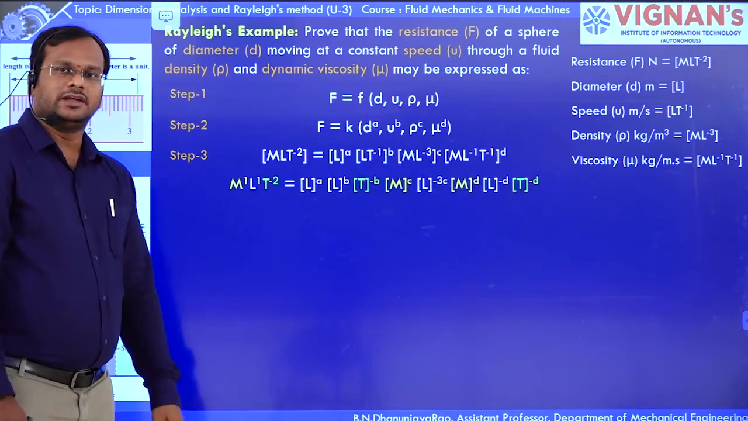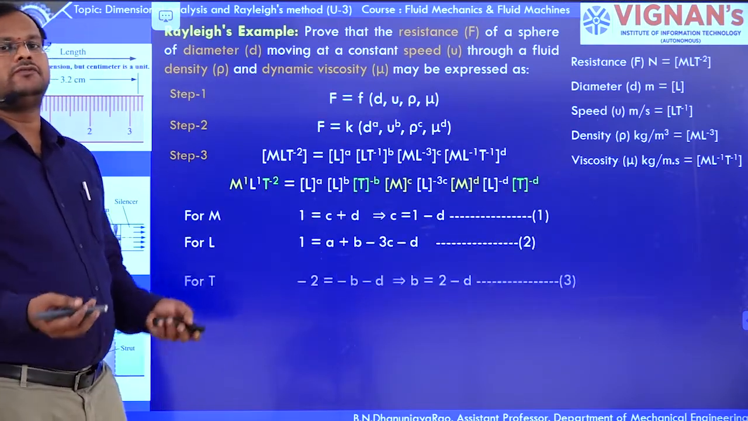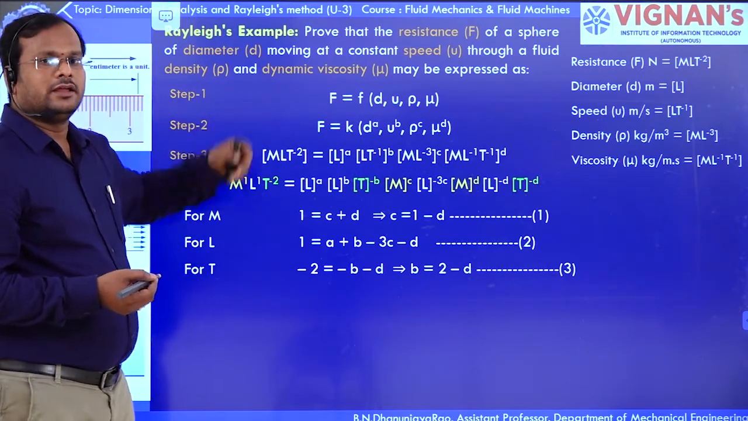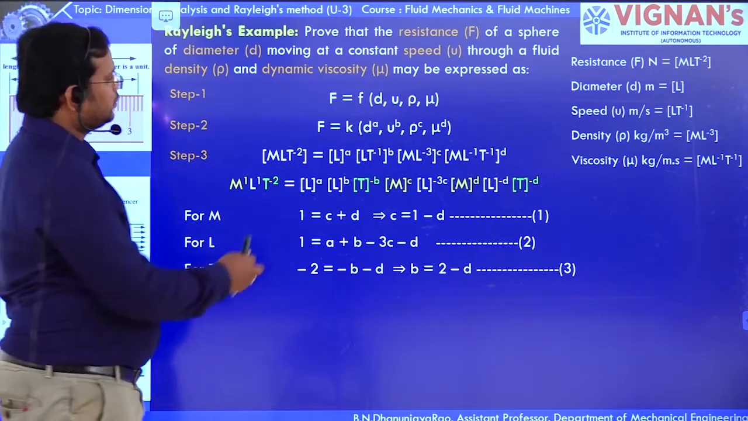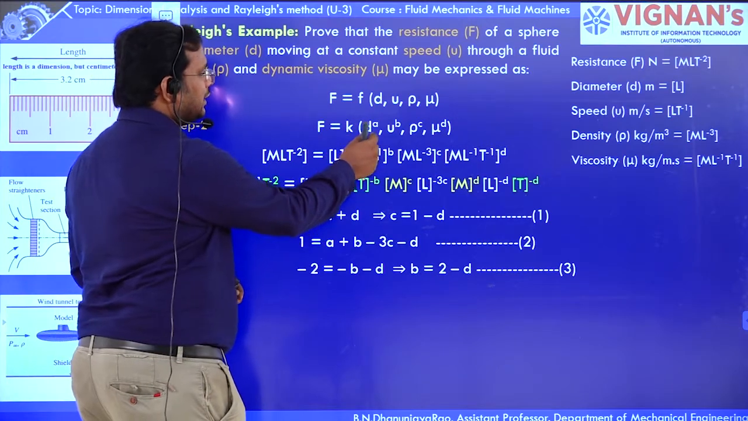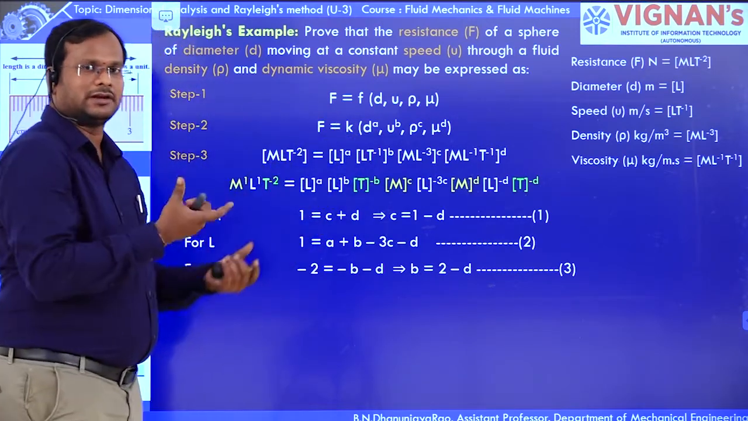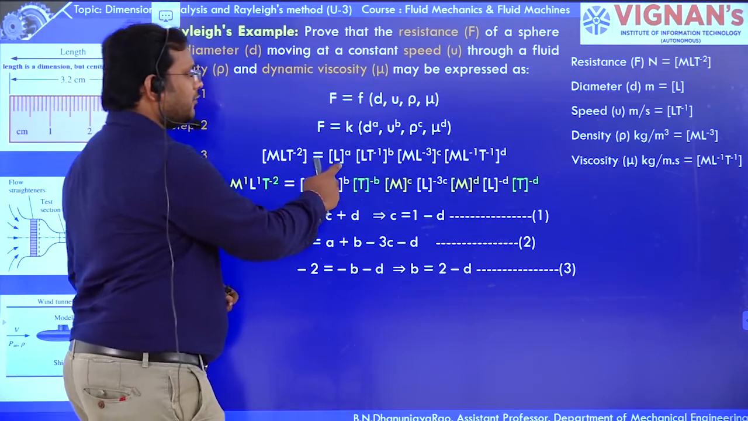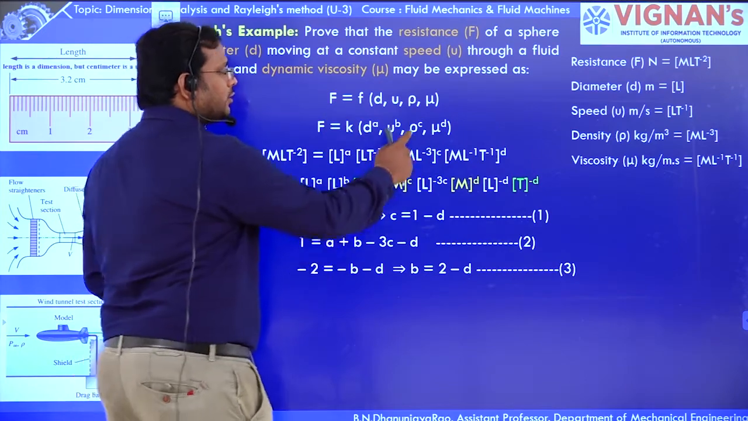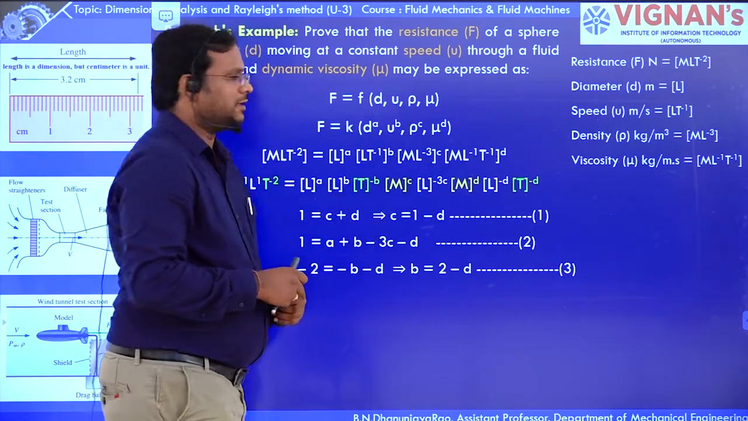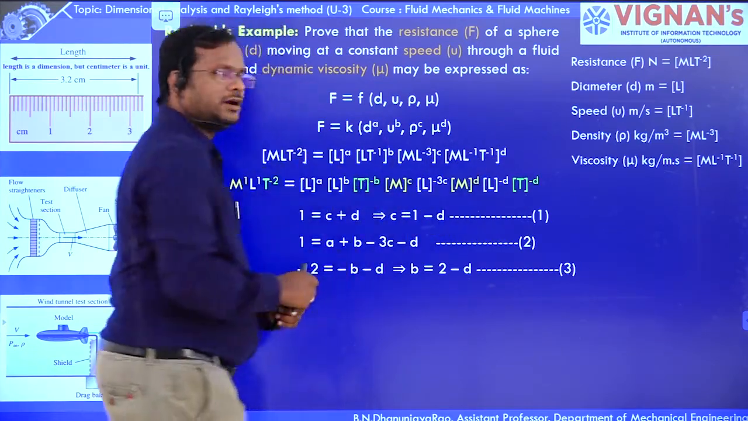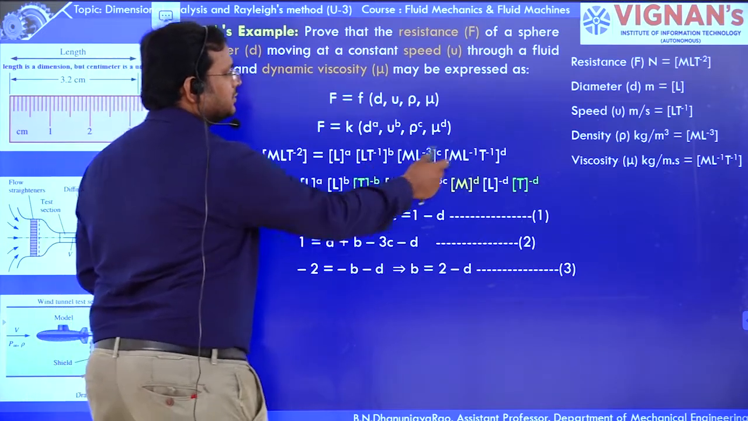Next, step 3. We need to apply fundamental dimensions to that particular equation. For F, it is MLT power minus 2. For D, D is nothing but diameter. Diameter means it is a length, so L power A. U, velocity, is LT inverse, so LT inverse power B. Rho is ML power minus 3 power C, and mu is ML inverse T inverse power D. So these are the fundamental dimensions.